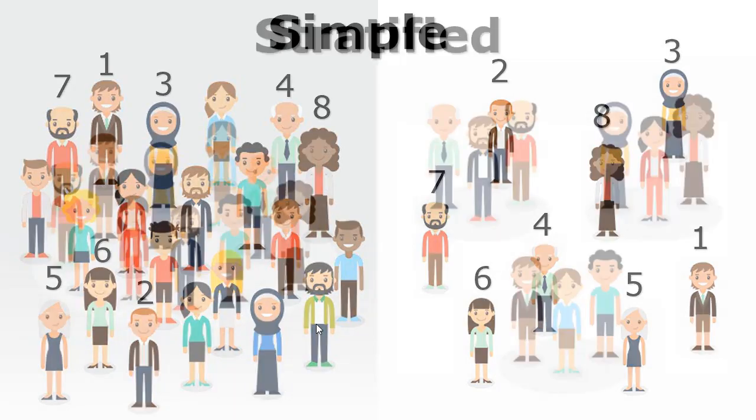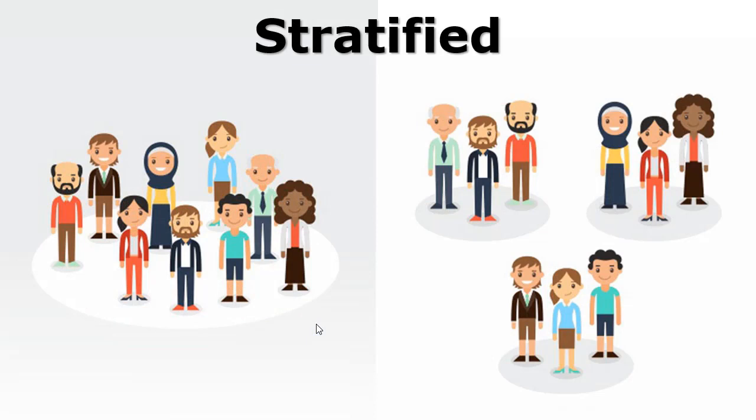Simple random sampling. Now, in stratified sampling, the sampling frame is divided into homogeneous and non-overlapping groups called strata. And a simple random sample is drawn from within each subgroup. For example, each class in an elementary school might be considered a stratum, and the same number of students from each class are then randomly selected to be included in a sample.